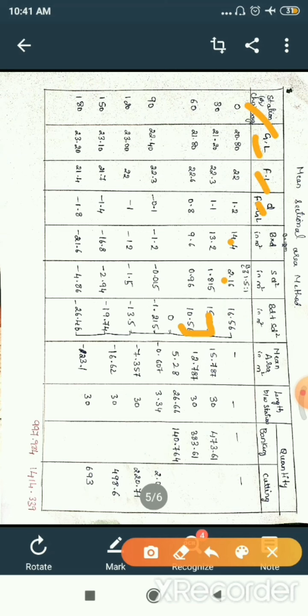And as you know, this formation level will change from banking to cutting. So at what chainage will it change? You can see here it is changing from positive to negative, right? So there will be a change between 60 and 90. And you already calculated the length for which it is banking and also the length for which it is cutting. So what you will do, first you have to take 0 in between these two. So the formation level will change to cutting or banking.